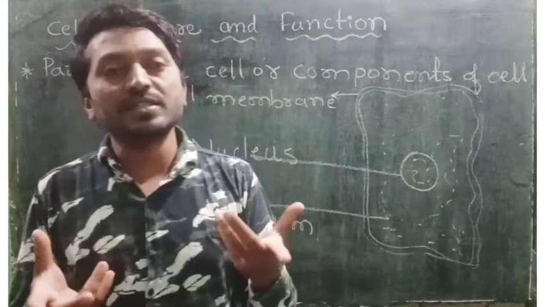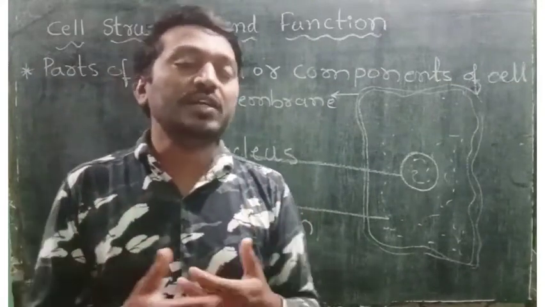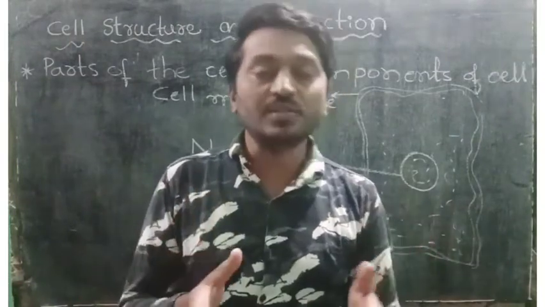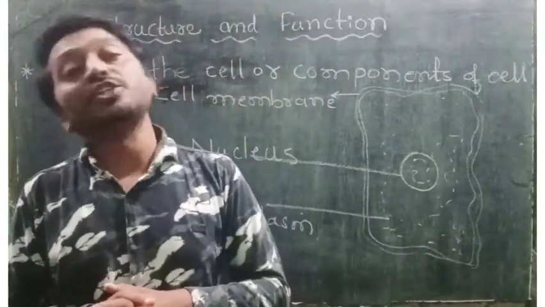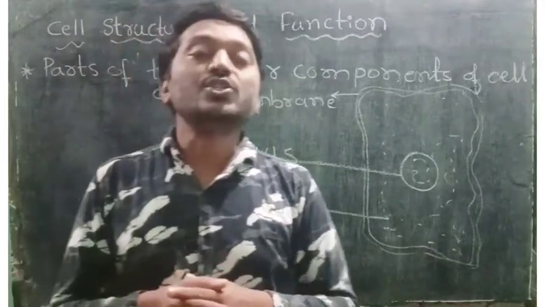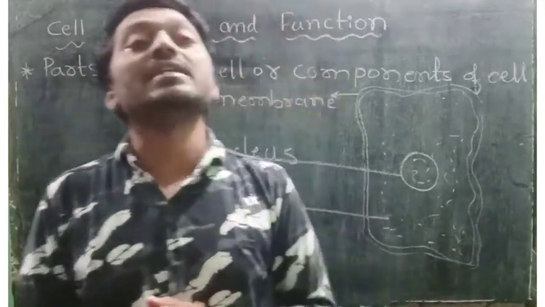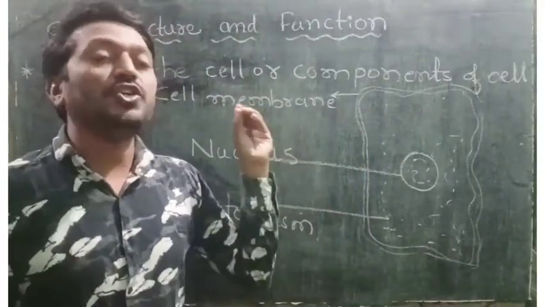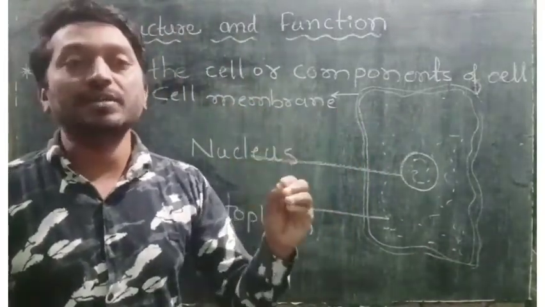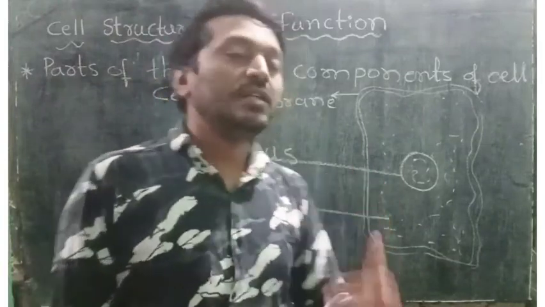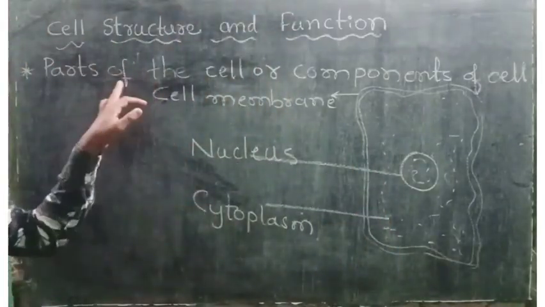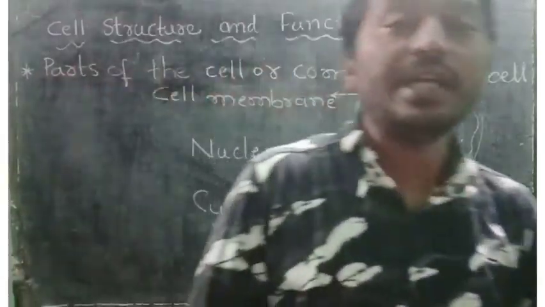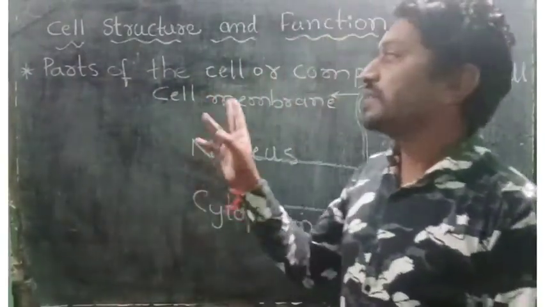Then what is an organ? An organ is made up of a group of tissues. And what is tissue? Tissue is a group of cells. So finally, the cell is the basic unit of an organism. Now let us discuss the main parts of the cell, or the important components of the cell.